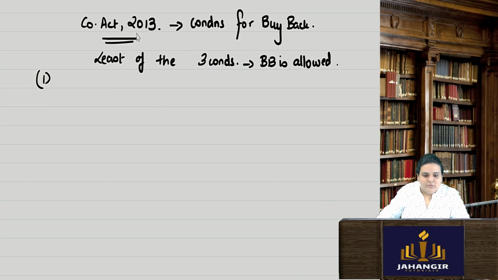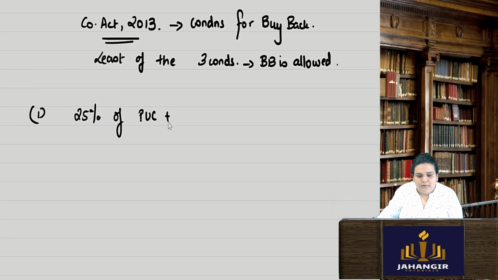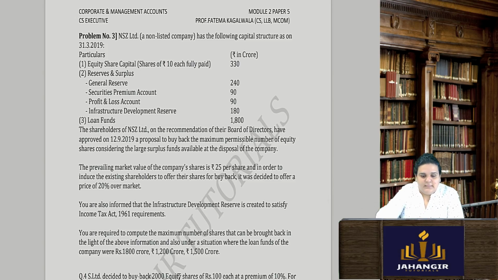Now what are those conditions? Firstly, they say that in a given financial year, the buyback should not exceed 25% of its paid up capital plus free reserves, the aggregate of the paid up capital plus free reserves. Let me take an example for this. I'll just take you through an example, and we'll understand this better.